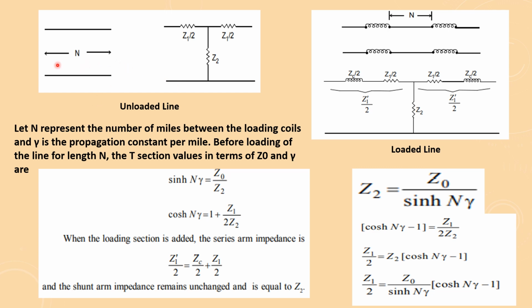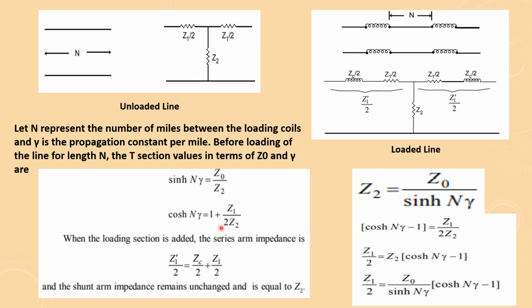By considering this, we'll be considering N. Here N represents the number of miles between the loading coils, and gamma, as we know, is the propagation constant per mile. Before loading of the line, for the length N and for the T section values in terms of Z0, we can write here sinh N gamma equal to Z0 by Z2. Similarly, cosh N gamma equal to 1 plus Z1 by 2 Z2. So from this loaded line and that equivalent circuit, we can write this.